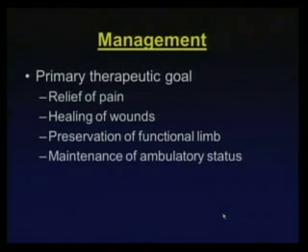The treatment for these patients is complicated. The primary goal is relief of pain because they have rest pain. Try to heal the wound. After doing all that, try to preserve the function of the limb. So for a patient who doesn't walk, there's not a lot of point in us doing aggressive treatment. And eventually, trying to maintain ambulatory status.